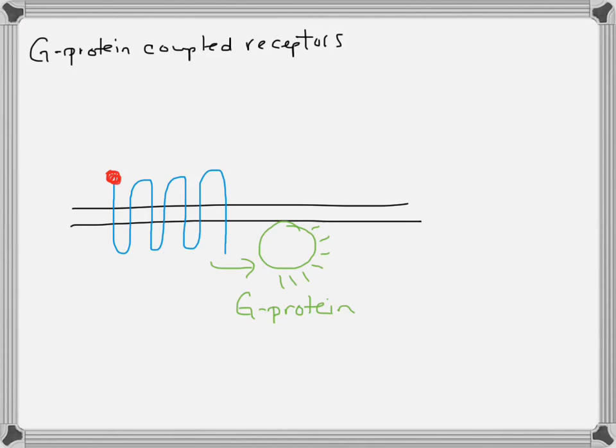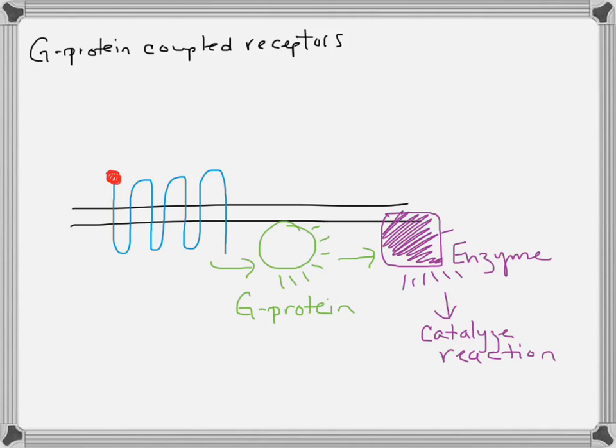When that G protein becomes activated, what it will typically do is activate an enzyme. There are many enzymes that are embedded in the plasma membrane or localized to the inner side of the plasma membrane within the cytoplasm, and G proteins can serve as molecules that activate those enzymes, and that will ultimately lead to the catalysis of some sort of chemical reaction within the cell that will trigger further signal transduction pathways within the cell.